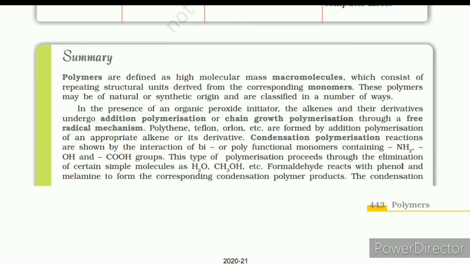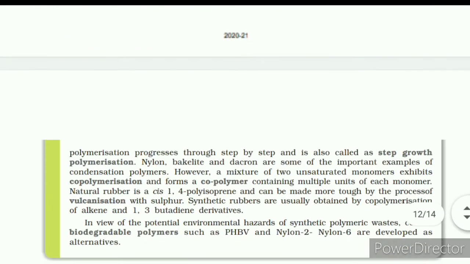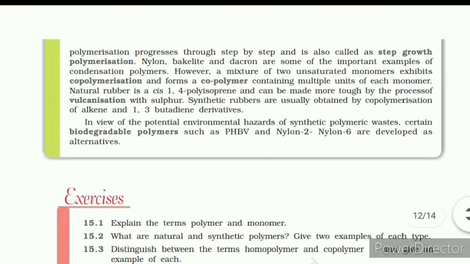Polythene, Teflon, Orlon, etc. are formed by addition polymerization of an appropriate alkene or its derivative. Condensation polymerization reactions are shown by interaction of bi- or polyfunctional monomers containing NH2, OH and COOH groups. This type of polymerization proceeds through elimination of certain simple molecules, progresses step by step, and is also called step growth polymerization. Nylon, bakelite and dacron are some important examples of condensation polymers.